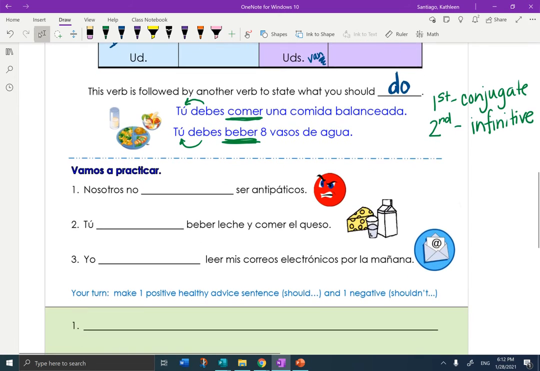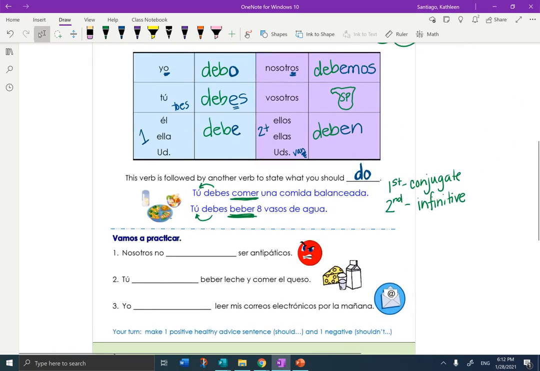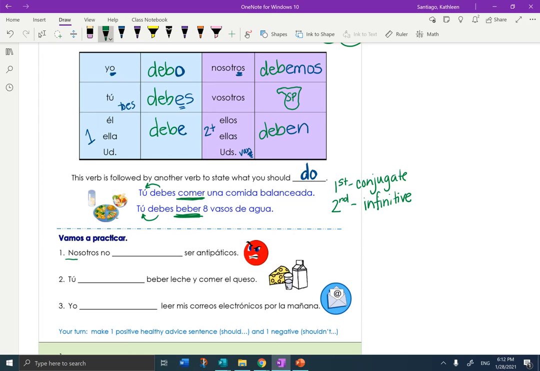Now let's practice. There are 3 practices that I will do with you, and then it's your turn to come up with some healthy advice. Use all the verbs that we just learned when we were working with healthy living. Choose any of those. Let's look at number 1. Nosotros no blank ser antipáticos. Think about the verb deber. I'm going to make it small so you can see the chart. What form of deber matches nosotros? Look up to the chart. Debemos.